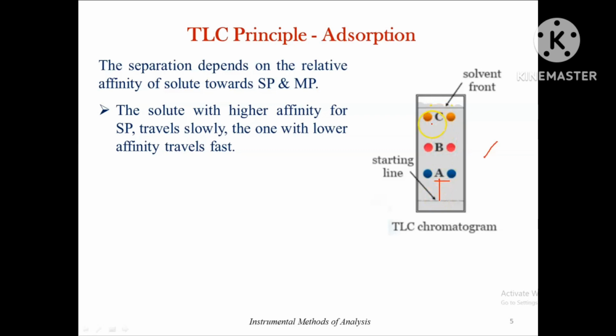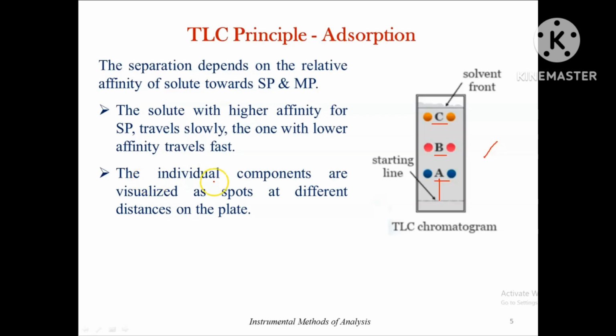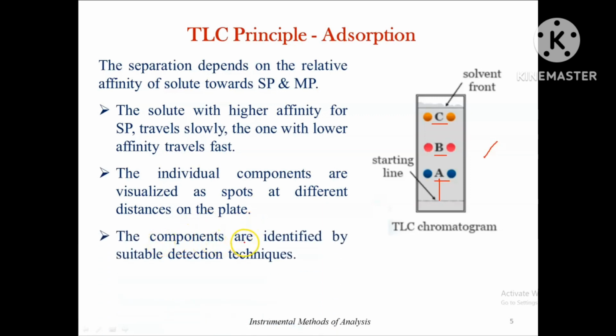On the other hand, component C has the least affinity towards the stationary phase. Hence, it traveled faster and it is eluted at a much higher distance from the baseline. Component B has intermediate affinity towards the stationary phase. Hence, it occupied a distance which is intermediate to that of component A and component C. Thus, the individual components are visualized as spots at different distances on the TLC plate. The components are finally identified by suitable detection techniques.